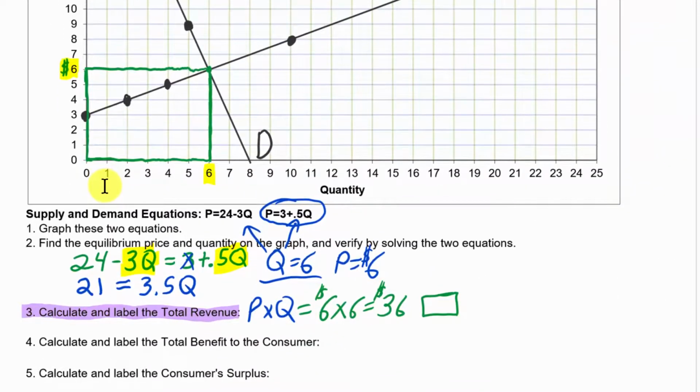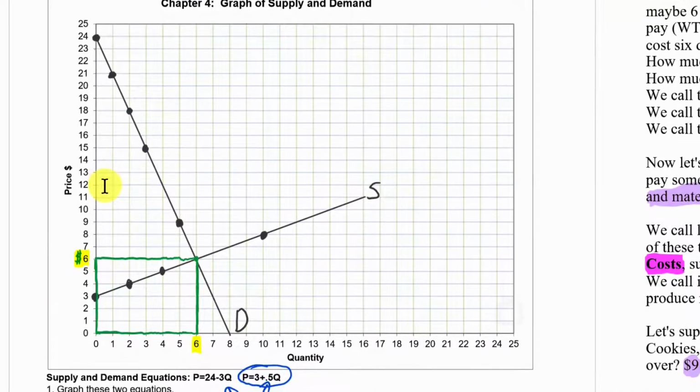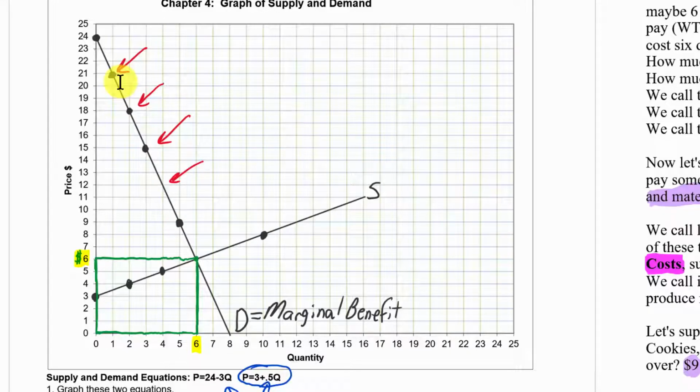Now let's calculate and label the total benefit to the consumer. Remember what we were talking about in chapter 3 when we were talking about the demand curve. Each point on this demand curve tells us what's the most this person would be willing to pay for each additional unit. So in addition to a demand curve, we call it the marginal benefit line. So we see here that this person is willing to pay $21 for the first unit, at most 18 for the second, 15 for the third, and 12 for the fourth, etc.